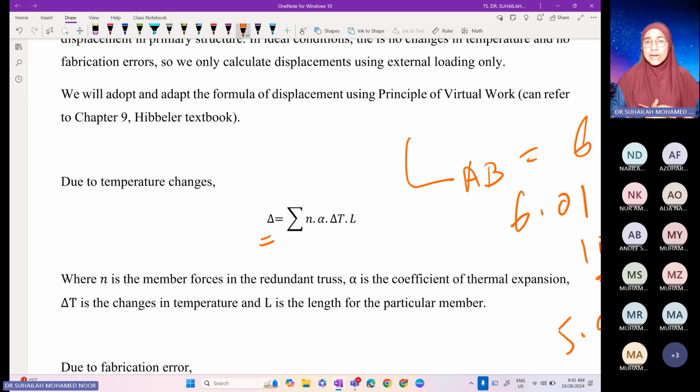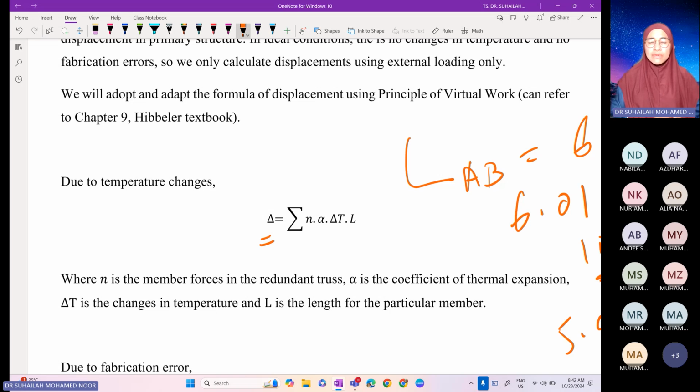So in reality maybe dia ada combination tiga sekali. In reality dia ada external loading yang on and off, yang of course external loading ni dia akan contribute kepada displacement value. Bila ada loading dia akan ada displacement, dan not only that, bila ada pula temperature increase pun dia akan tambah beban. So dia akan produce extra displacement. And bila ada pula the fabrication error, longer than or shorter than, dia akan tambah lagi displacement tu. So sebenarnya displacement ni dia ada combination tiga sekali sebenarnya.